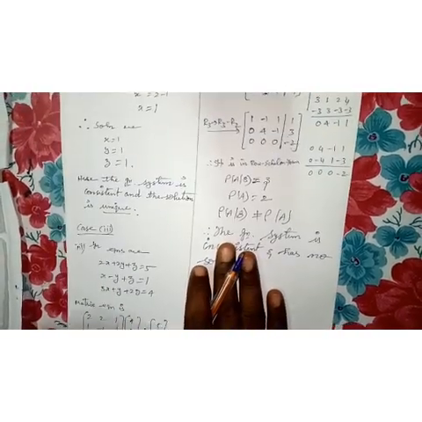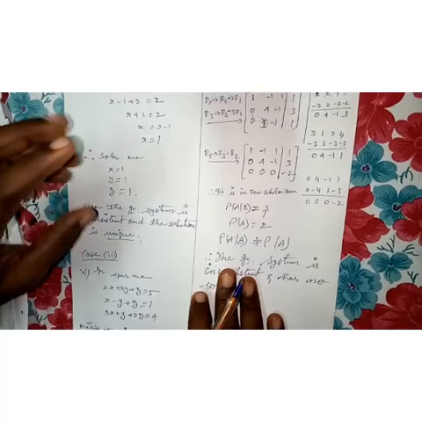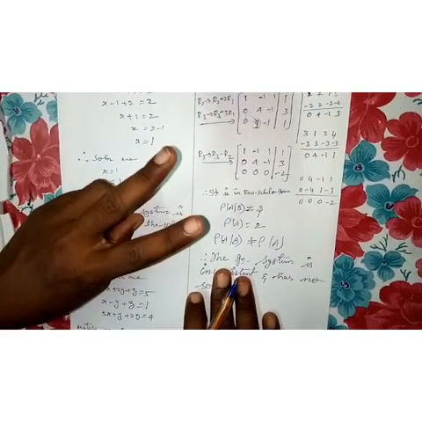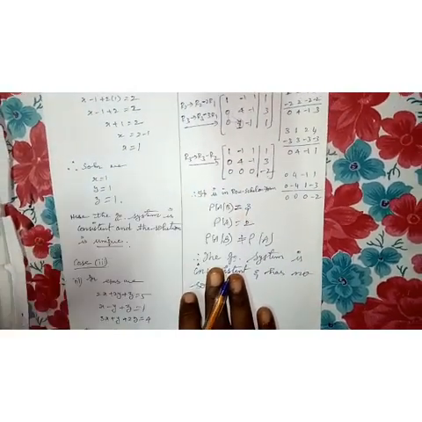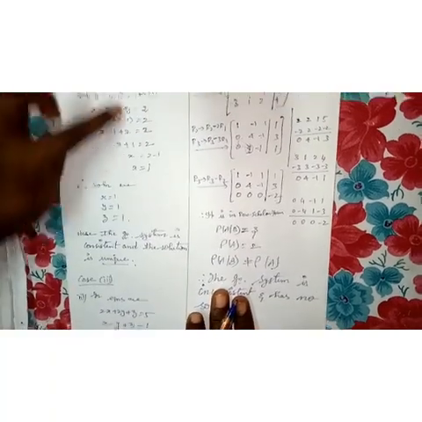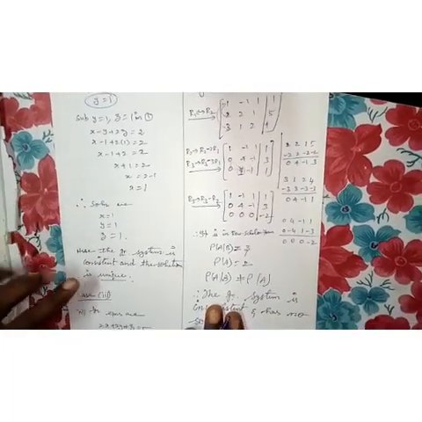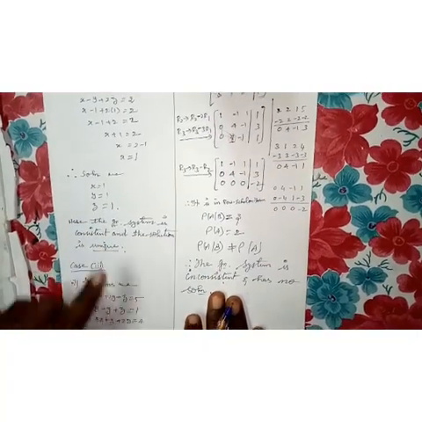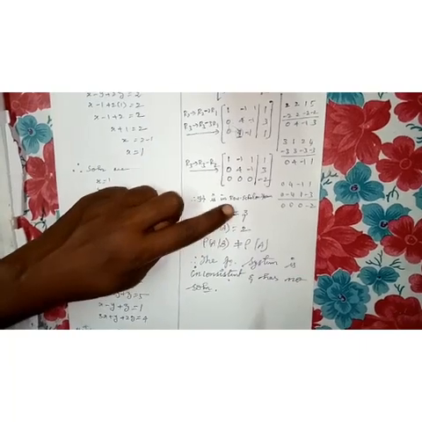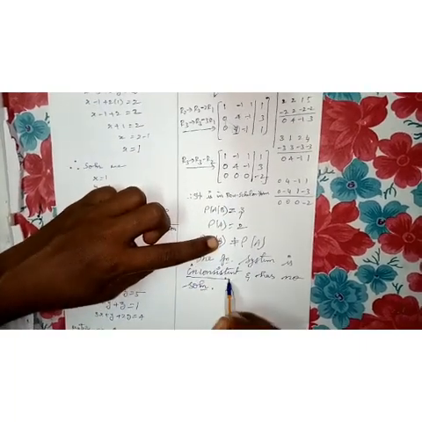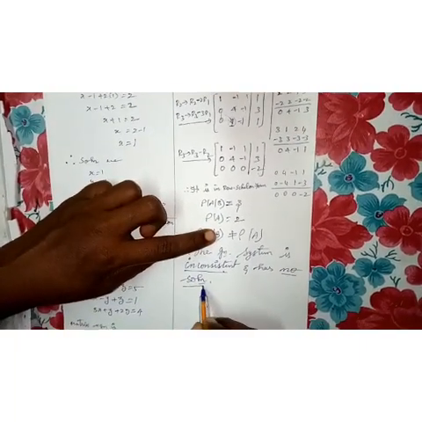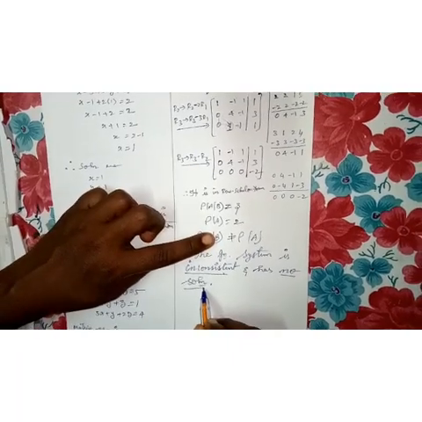Is it clear, children? Case number 1 is rank 3 and 3: the two ranks are equal, which means consistent with a unique solution. You can easily find x, y, z, giving exact values. The case number 3 is where the two ranks are different, which means inconsistent, no solution. We cannot find any answer.